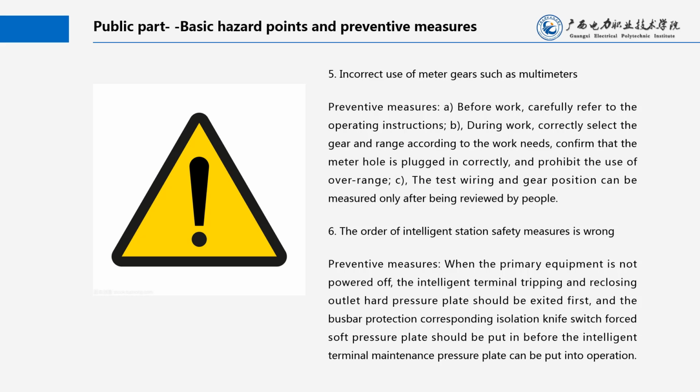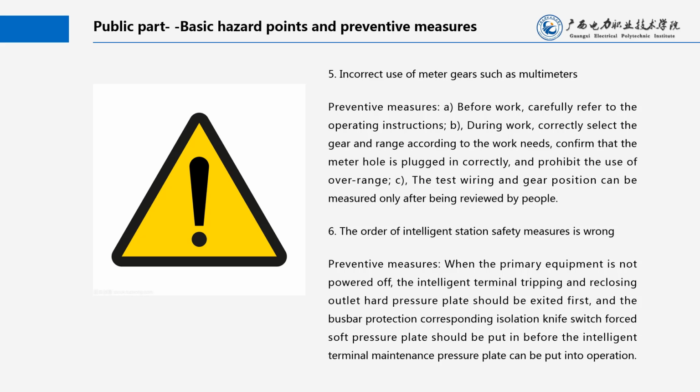Preventive measures: A. Before work, carefully refer to the operating instructions. B. During work, correctly select the gear and range according to the work needs, confirm that the meter hole is plugged in correctly, and prohibit the use of overrange. C. The test wiring and gear position can be measured only after being reviewed by people.